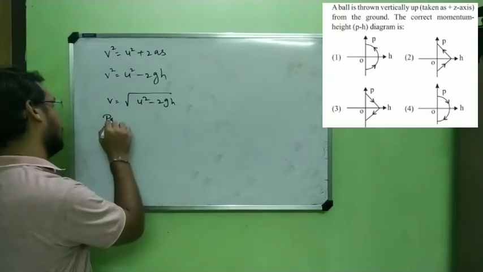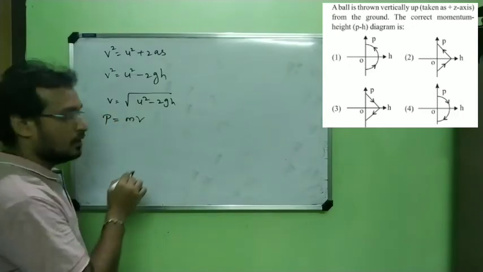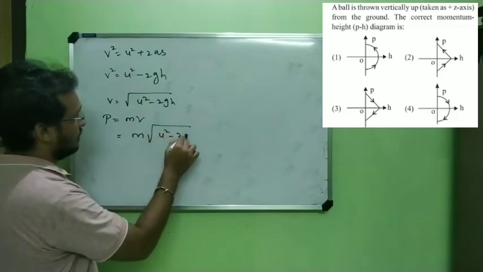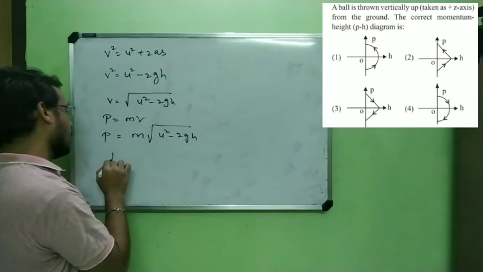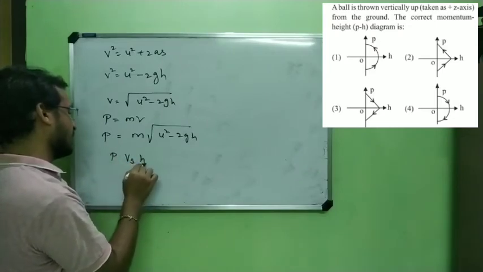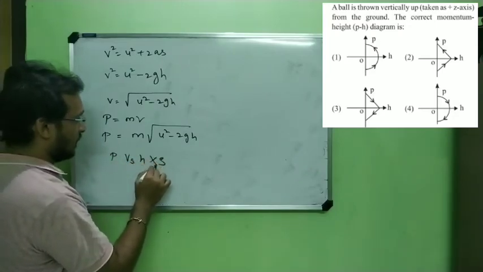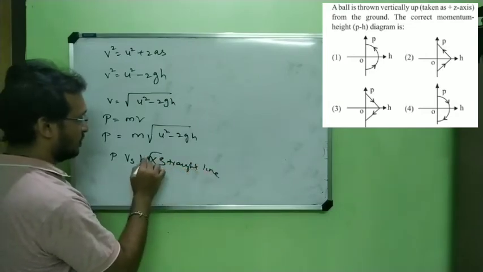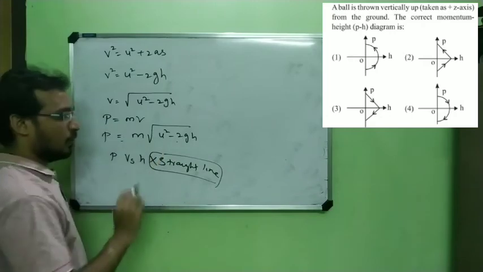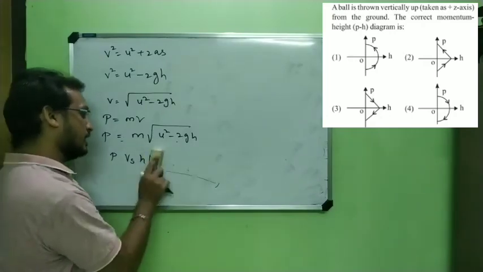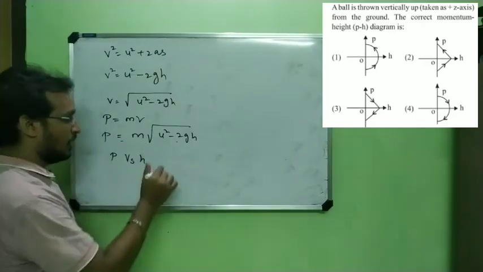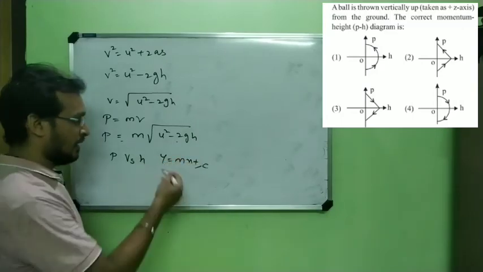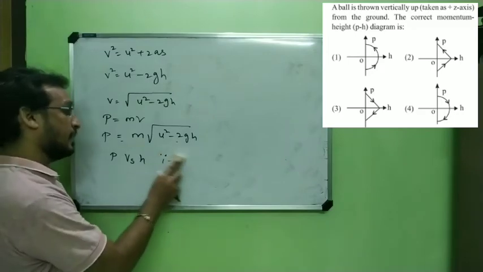We need momentum. Momentum means what? Mass into velocity. So m into root of u square minus 2gh. See, if you draw a plot between momentum versus height, it cannot be a straight line. This is not an equation for a straight line. What's the equation of a straight line? y equals mx plus c, or mx minus c, or mx like that. But here a root is coming. Whenever a root is coming, the answer will be a parabola.